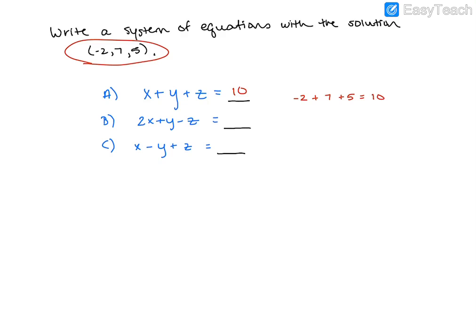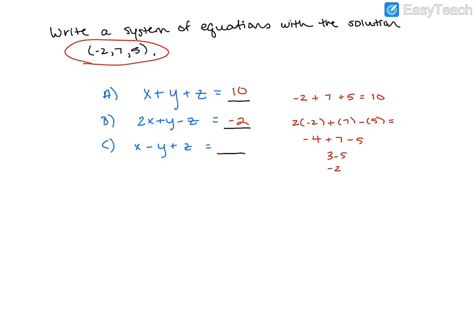All right, we have to do this again, but with the B equation. So 2 times negative 2 plus our y, 7, minus z, 5, equals. We have to figure this out. So it's negative 4 plus 7 minus 5. This is going to be 3 minus 5, which is negative 2. So this side has to be negative 2. Now you could use a calculator. I'm doing this by hand because I don't have a calculator handy right now.